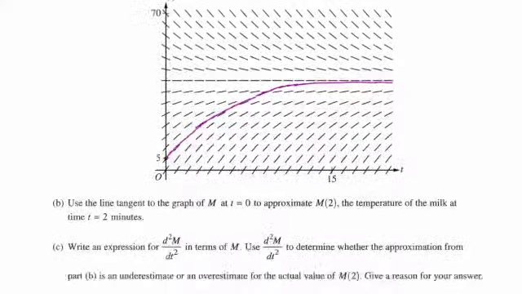Let's try part B. It says use the line tangent to the graph of M at t equals 0 to approximate M of 2, the temperature of the milk at time t equal to 2 minutes. So for solving this problem, we know that at t equals 0, one point is (0, 5), and we want to approximate using the tangent line. So we know dM/dt at this point (0, 5) equals 1/4 times (40 minus M). M is what? M is 5.